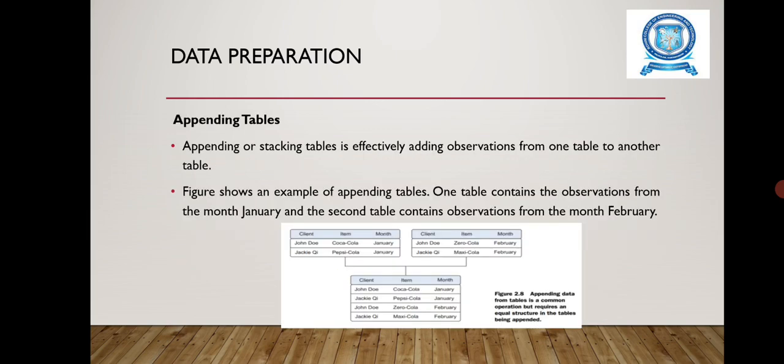Appending the tables. Appending or stacking tables is effectively adding observations from one table to another table. The figure shows an example of appending tables. One table contains observations from the month of January and the second table contains observations from the month of February. The diagram shows these things.